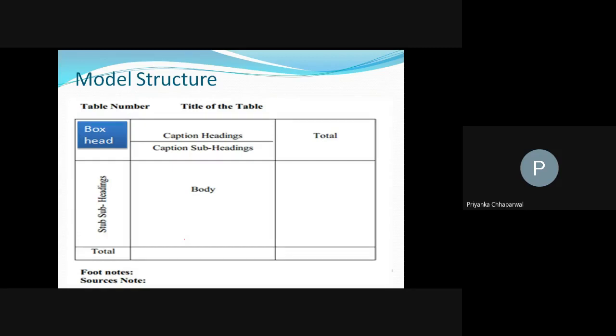Okay. So here we have defined the table. So first of all, here I am writing table number. यहाँ पे you always write the table number. Then title of the table.